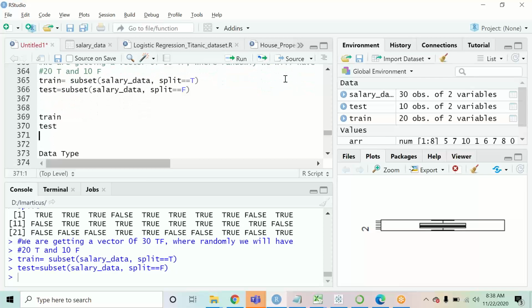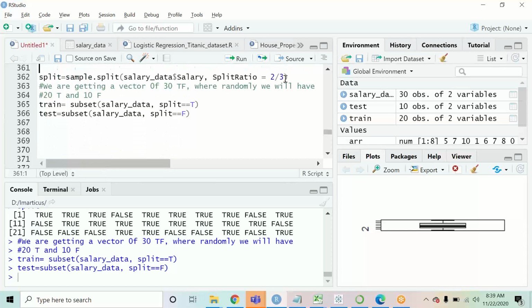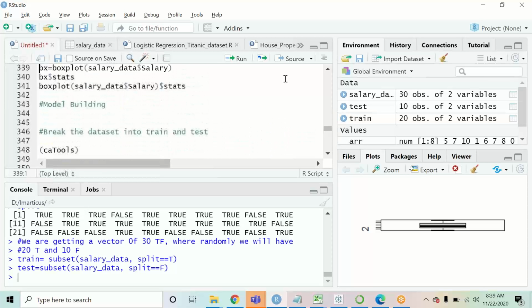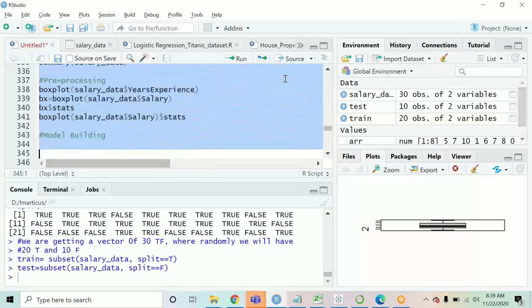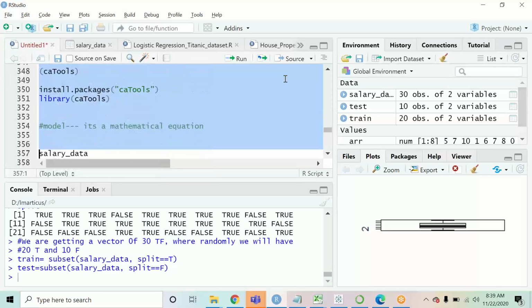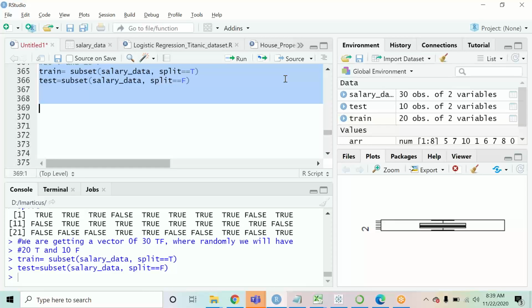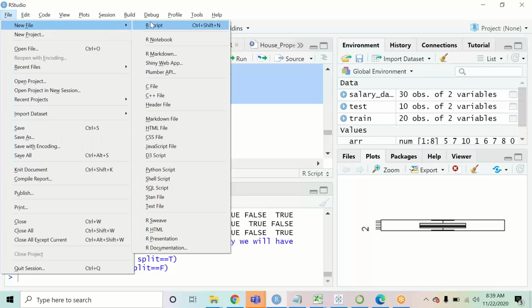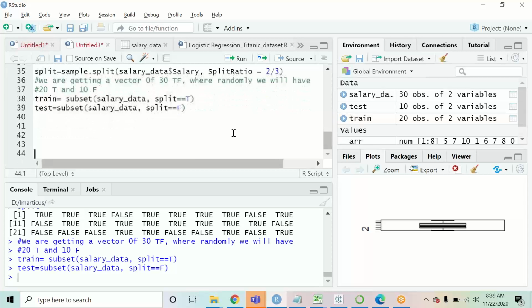Right. So now, once these data sets are defined and my training and test data sets are created, let me copy this in a new file so that I can share this with you. Okay. So now what we will be doing over here is preparing the model.